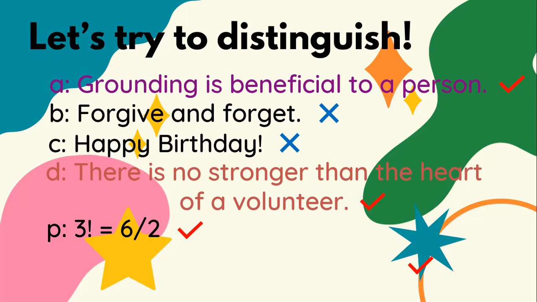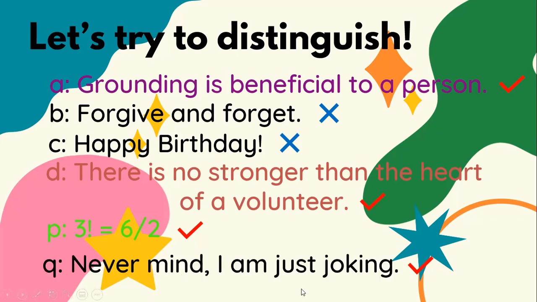Unlike A and D, where the truthfulness and the falsity depend on the one who is affected with the grounding session or even with a strong heart, this one is automatically false. Why? Because 3 factorial is equal to 6 and not 6 divided by 2 or 3 in simpler terms. So it's false right away. The distinction here is that you can establish at once the falsity of the proposition. Let's have the next statement.